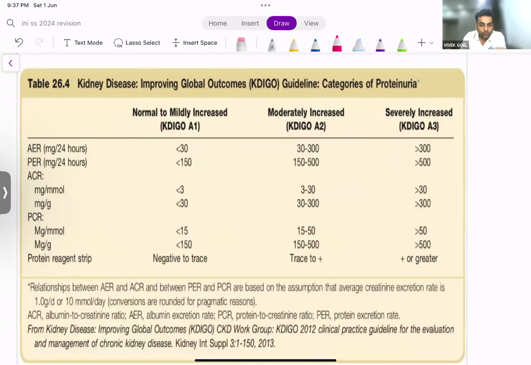Now, these are the KDIGO categories of proteinuria: mildly increased, moderately increased, severely increased, A1, A2, A3. And these are the details which you already know of, so I'm not going into much of the details.